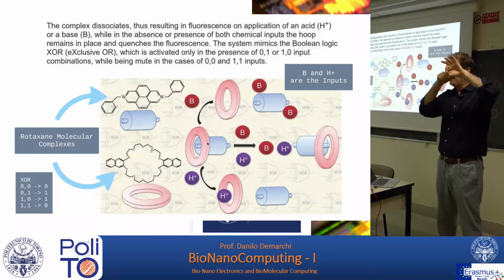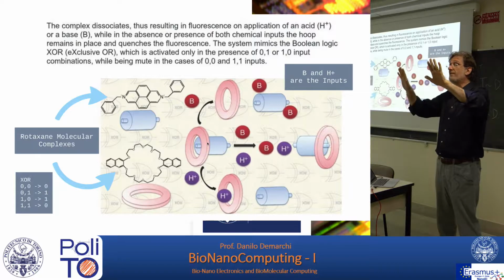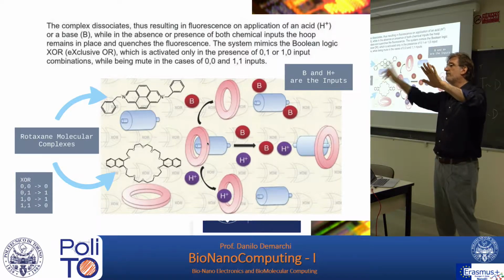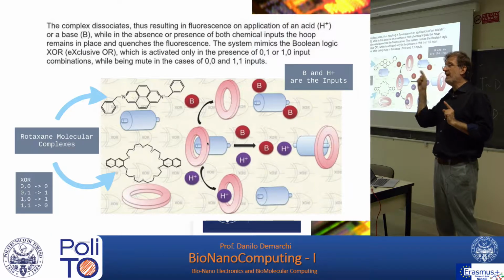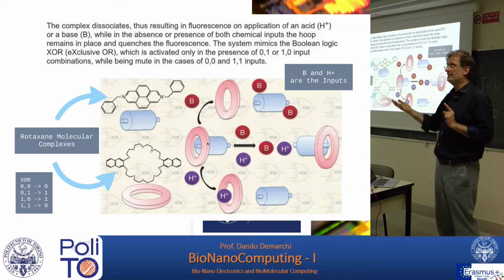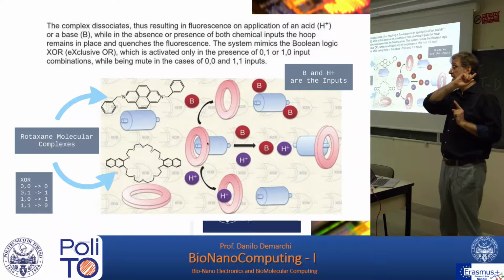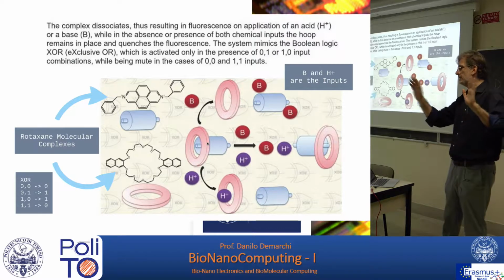If the ring is around the cylinder, I do not have fluorescence. Let's talk again. The output is fluorescence. The input is base or acid solution. Again, we are adding more things. Good, because we have the technology. I demonstrated it. You can use it.